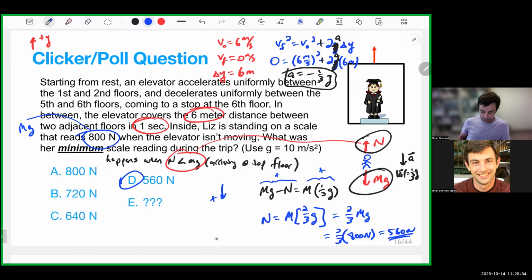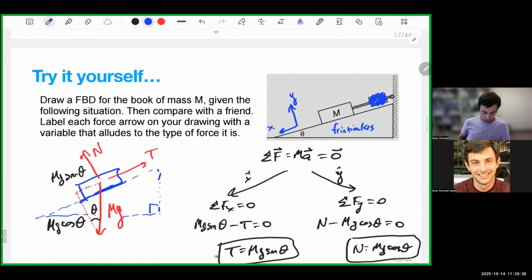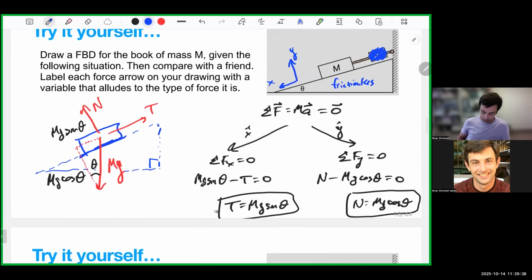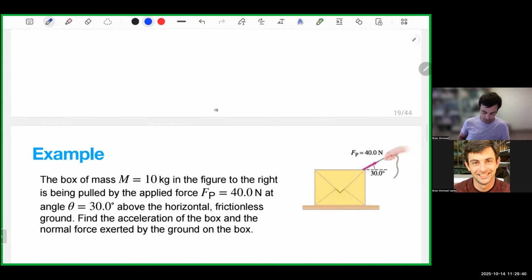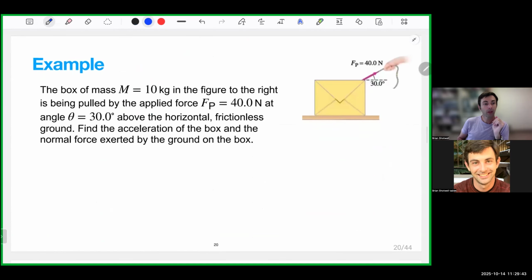Okay. So we solved for the tension in the string here. Let's look at this problem. A box is being pulled with a force that is applied at some angle.